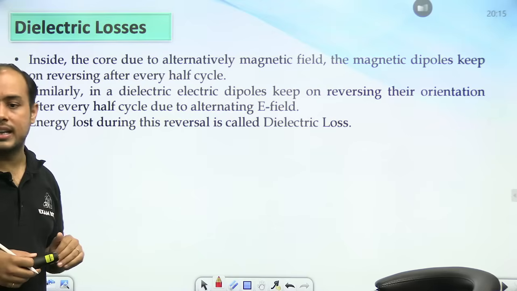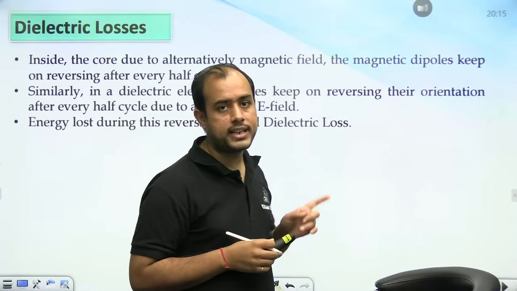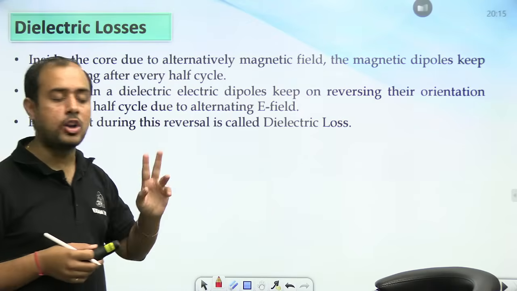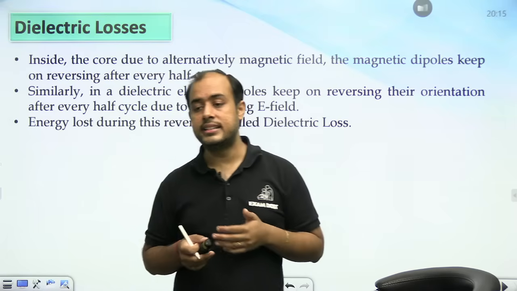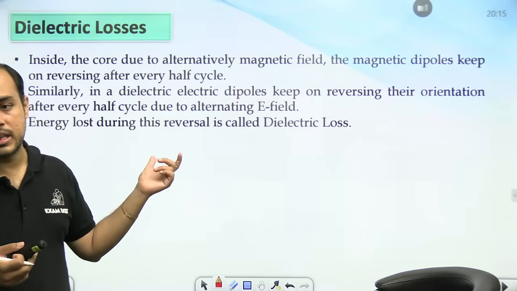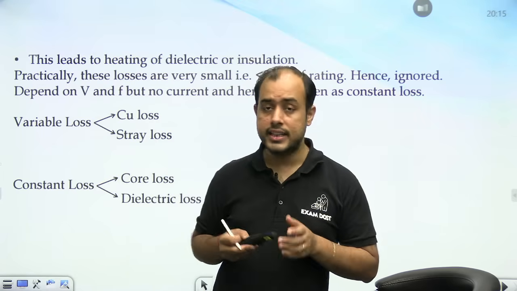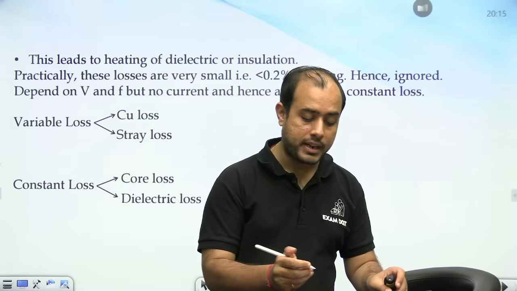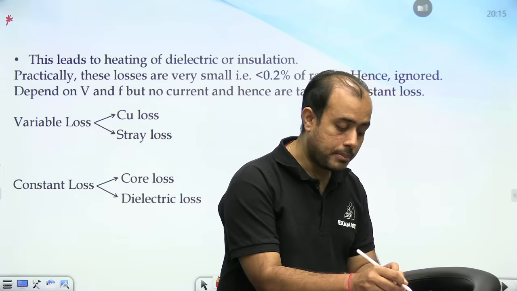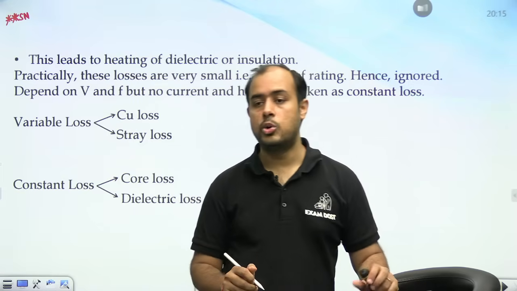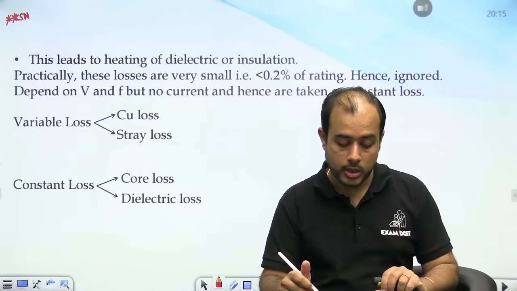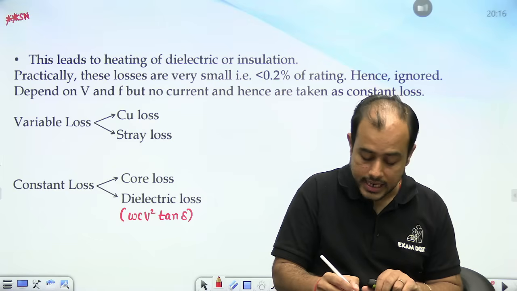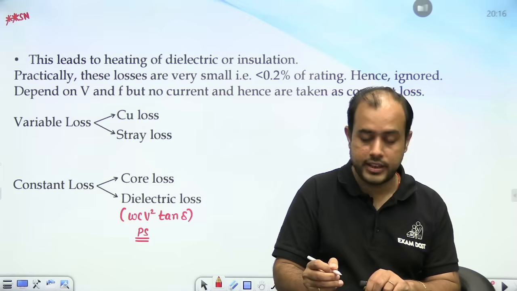So that loss is also called dielectric loss. So dielectric loss has two components. One is due to the leakage current because no insulator is a perfect insulator. Second is due to reversal of dipoles in every half cycle. हर आधी साइकिल में डाइपोल्स के रिवर्सल से जो आता है लॉस उसे भी कहते हैं डाइलेक्ट्रिक लॉस. Okay, so this leads to the heating of the dielectric or the insulation. These losses are very small, 0.2% of the rating, therefore they are ignored. But they do not depend on the current, they depend on voltage and frequency. है ना? और इसका जो फॉर्मूला है, this we will derive in power system. This is dielectric loss. So it depends on the frequency and voltage.